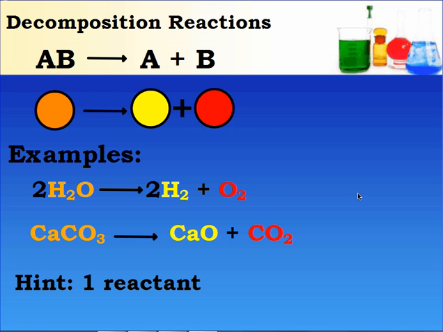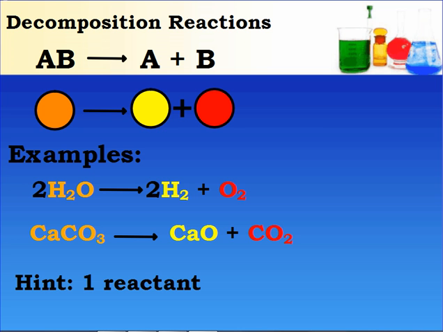Here are 2 examples of decomposition reactions. The first one, I'm going from a compound into its 2 elements. Water decomposes into hydrogen and oxygen. Here, I have a compound breaking down or decomposing into 2 different compounds. I've got calcium carbonate yields calcium oxide plus carbon dioxide. The hint here is that all decomposition reactions have only one reactant. 1. Again, please write these down.